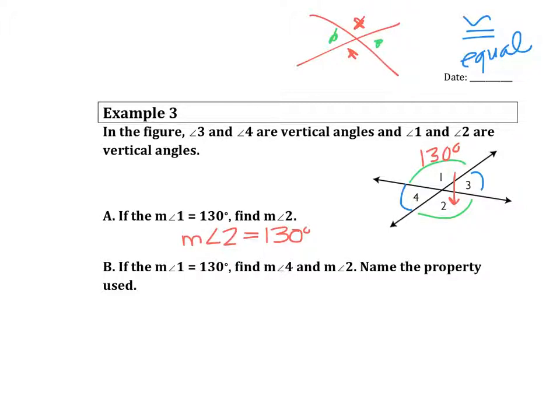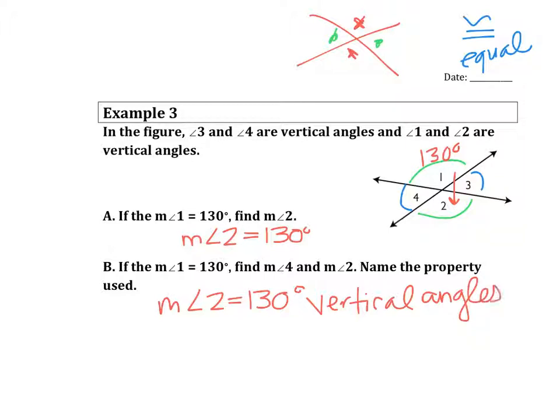Now let's discuss the next question. It says, if the measure of angle 1 is 130, which we just saw, find 4 and 2. So we already know 2. 2 is 130, and we have to say why. So why did we know angle 2 was 130? Because they're vertical angles. Vertical angles are congruent. And that's a bad symbol, but I didn't draw it really nicely. I'll fix it. Vertical angles are congruent.